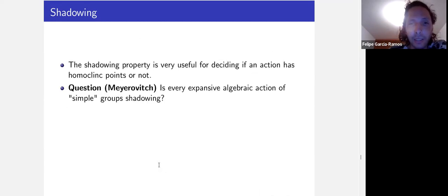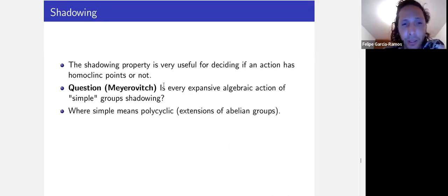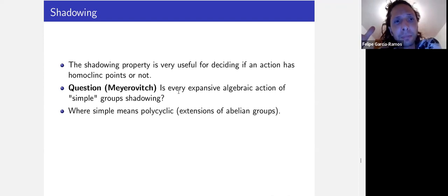So, considering that for algebraic actions finding homoclinic points is very hard, maybe it would be easier if we could prove that expansive algebraic actions have shadowing. This was a question of Tom Meyerovich. And by simple, he meant polycyclic, which is abelian groups or extensions of abelian groups. So he's asking, at least if the group is kind of simple, can we say that the actions have this topological hyperbolic property?